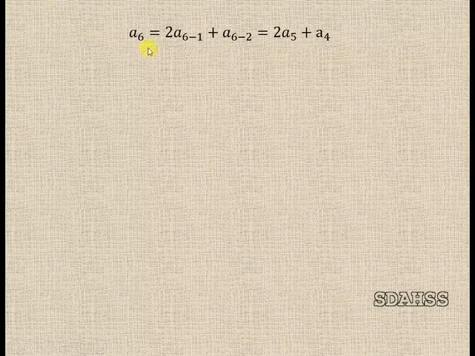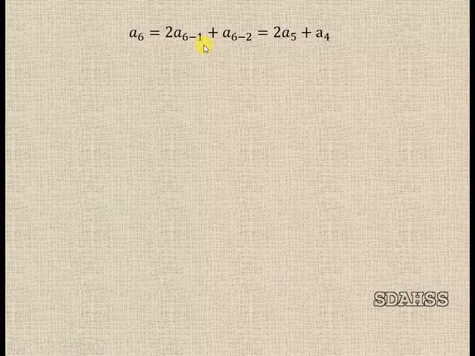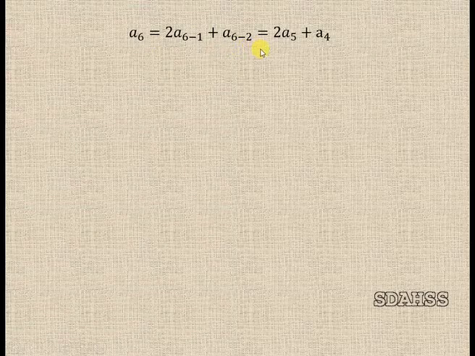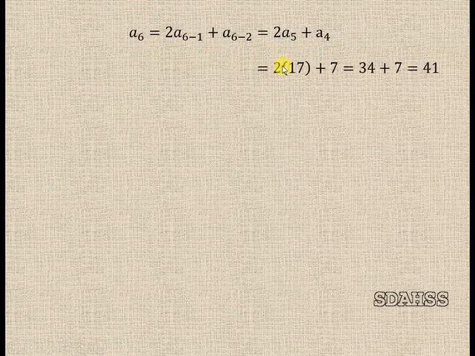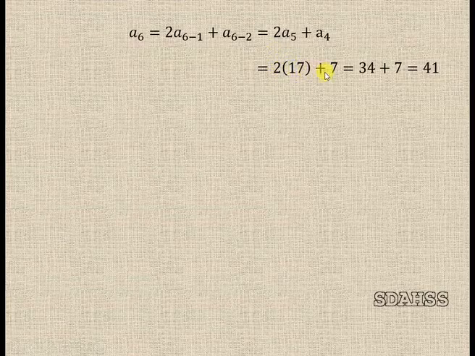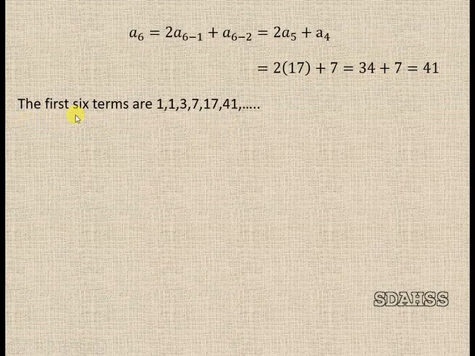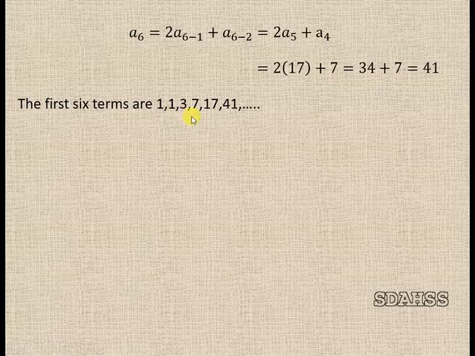Then a_6 is equal to 2 into a_(6 minus 1) plus a_(6 minus 2), which is equal to 2a_5 plus a_4, equal to 2 into 17 plus 7. 2 into 17, 34. 34 plus 7, 41. So the first 6 terms are 1, 1, 3, 7, 17, 41, etc.